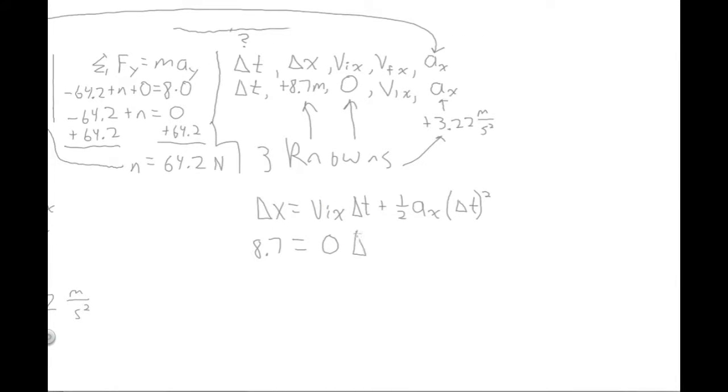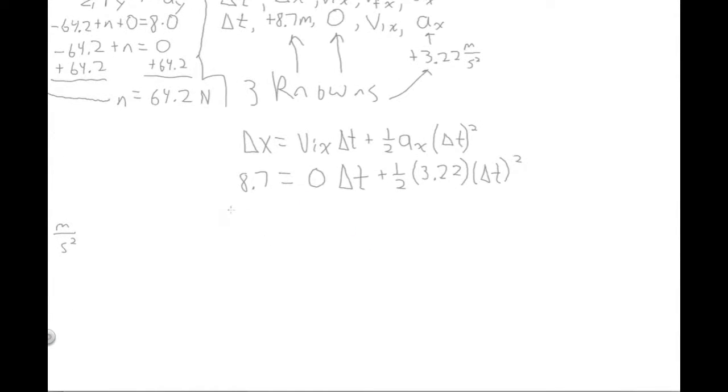Now here we have our delta t, which we don't know, so I'll keep writing it as delta t. A sub x is our 3.22. And again, as usual, when we write numbers by themselves, I include units, and for components I include a plus or minus sign. But when I plug into the equation to make the math simpler, I leave out the units and I leave out the plus sign. And here's our delta t. Don't forget to square that. Now we can start simplifying.